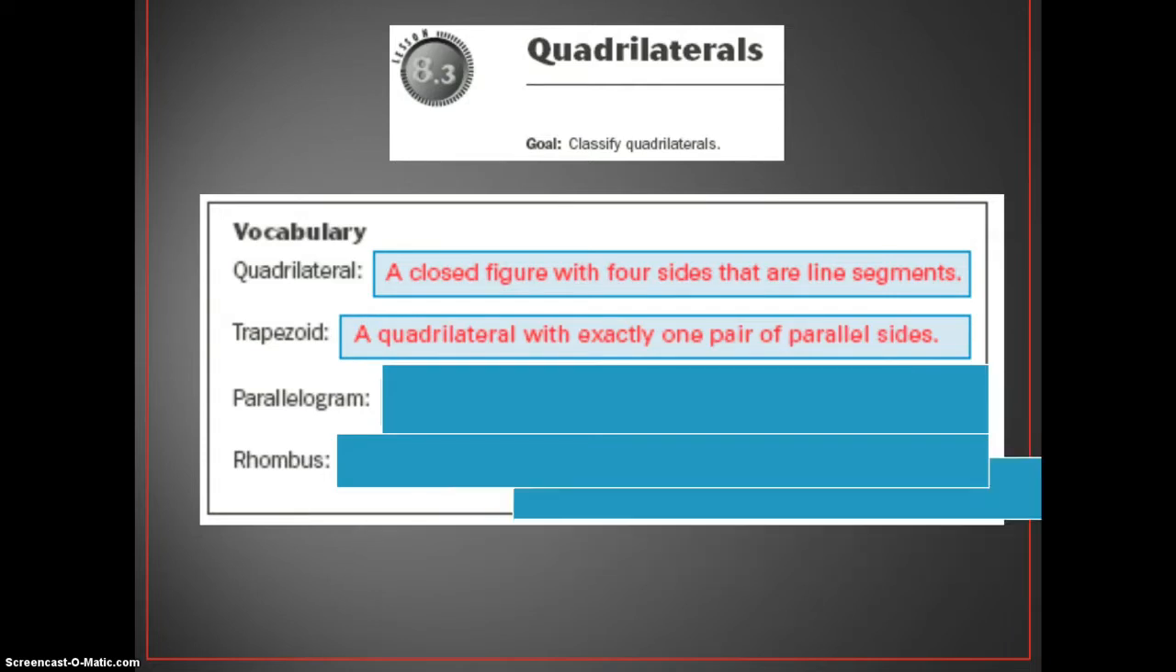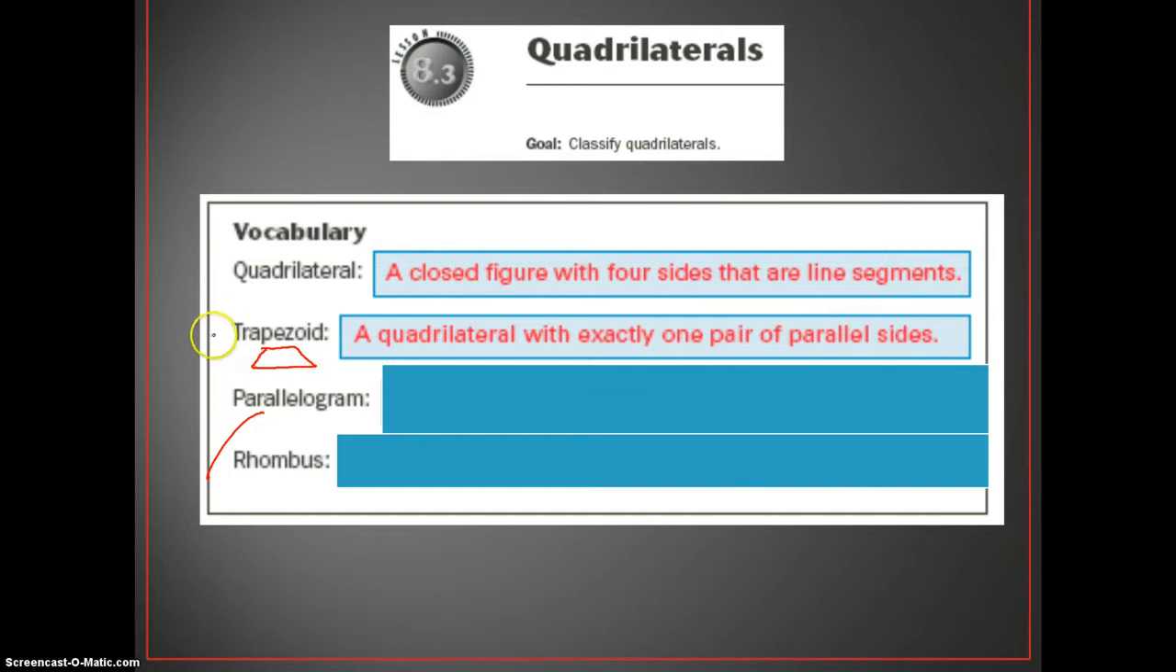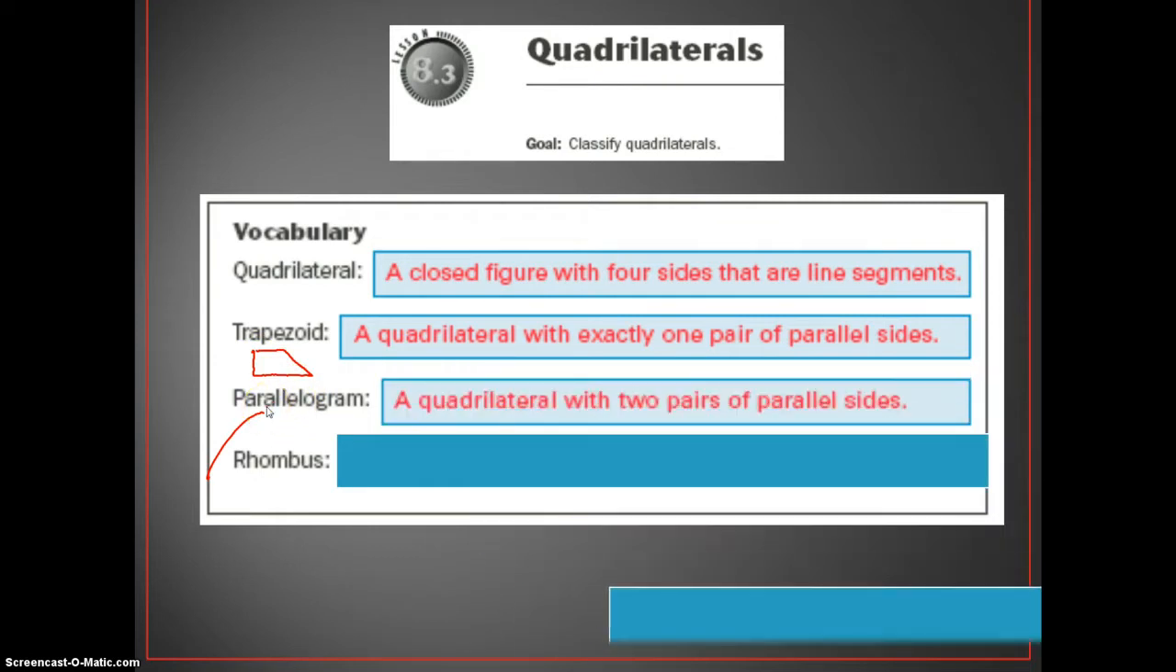A trapezoid is a quadrilateral. It has four sides, with exactly one pair of parallel lines. A trapezoid looks like this. It could also look like this. Oops. Let me erase the first one. As long as it has one pair of parallel sides, you could have that right angle right there, and that's a trapezoid.